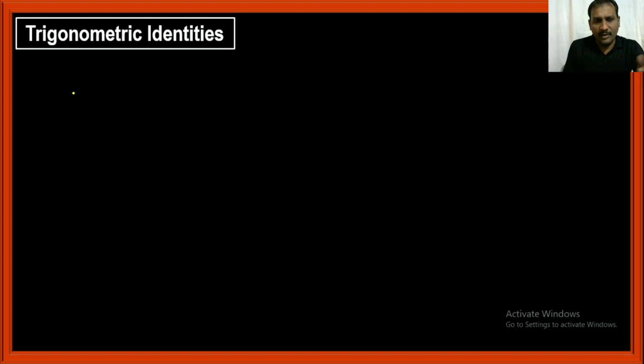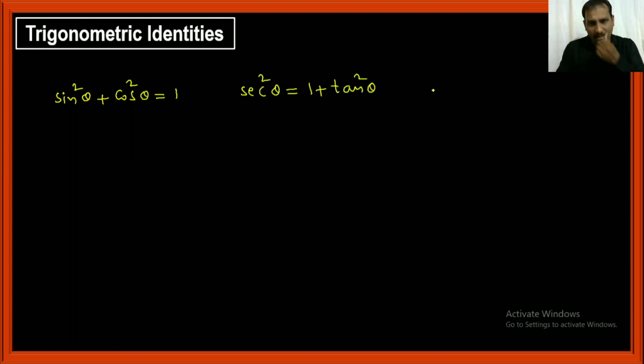Now we will write all the three together. The first one is sine square theta plus cos square theta is equal to 1. And the second one is secant square theta is equal to 1 plus tan square theta. And the third one is cosecant square theta is equal to 1 plus cot square theta.